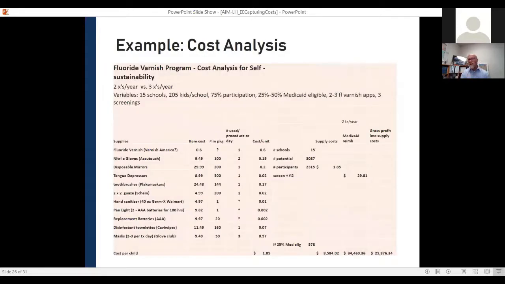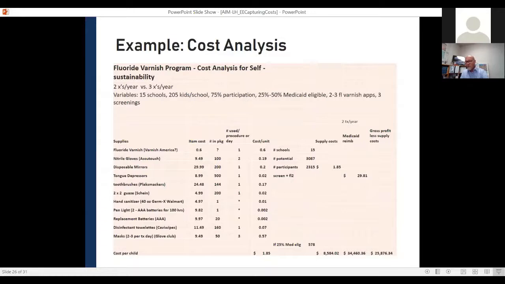So here's actually a concrete example. Some years ago, our state oral health program approached me to say, can we figure out what our costs are for our fluoride varnish program? Partly because we were no longer going to receive the federal funding for it, and we needed to see what it would take for another agency, maybe state Medicaid or even the foundation world, to take over the project.